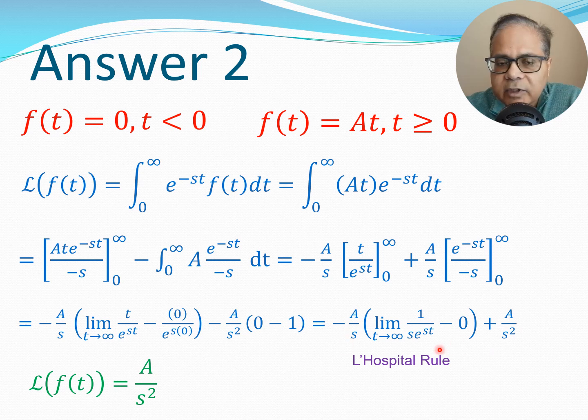Now if we look at this term here, we have to calculate this limit. So a simple way to do it is use the L'Hopital rule, where I differentiate both the numerator and the denominator. So the numerator becomes 1, the denominator becomes s e to the power st, and so as t tends to infinite, this is simply going to become 1 by infinite, which is going to become 0. So I'll have a 0 minus 0 here. So this term is going to get decimated, and so I'm only going to be left with a by s square. So that's the Laplace transform of the ramp function f of t, that is a by s square.